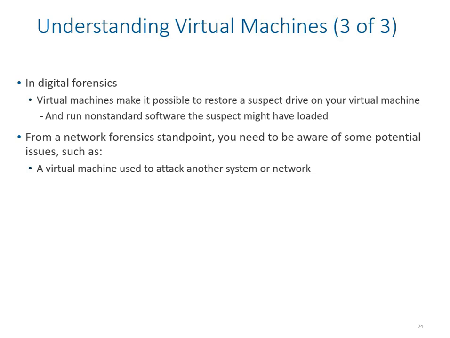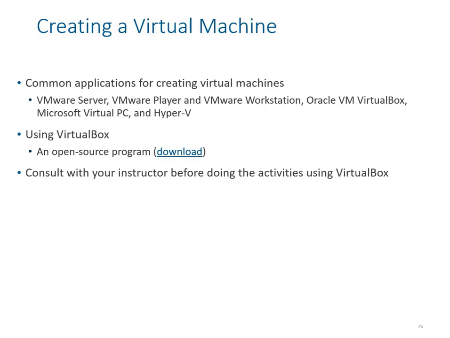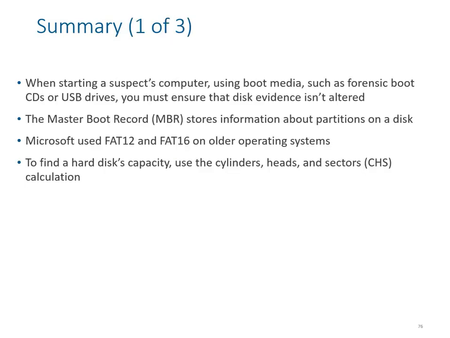A virtual machine can be used to attack another system or computer. People sometimes use virtual machines on their computer because they don't want to disclose their identity, so a machine will be used to launch an attack and then they'll delete it so that there is no proof. Now, for creating virtual machines, as I discussed, you can use VMware Server, Player, Workstation, Oracle VM VirtualBox, Microsoft Virtual PC or Hyper-V. VirtualBox can be downloaded at this address.